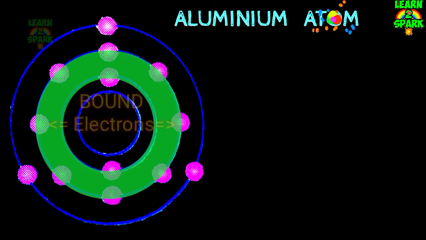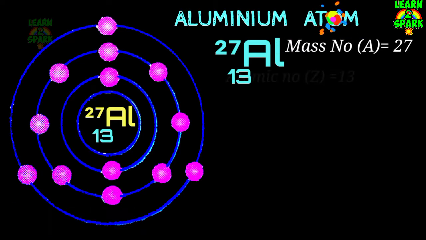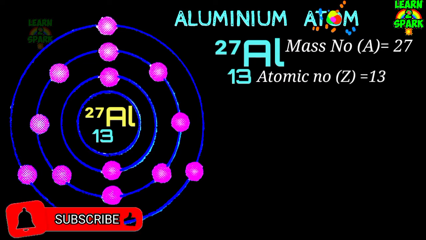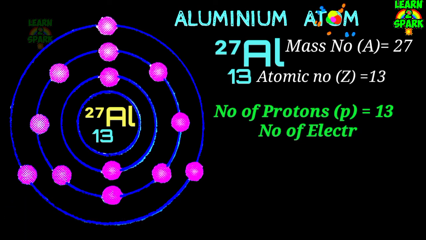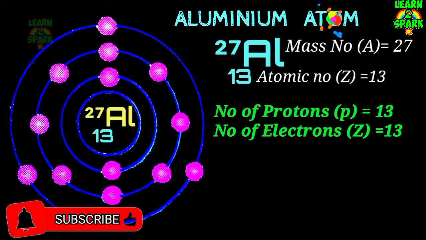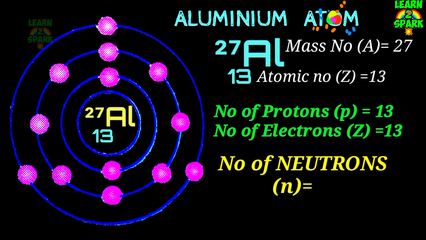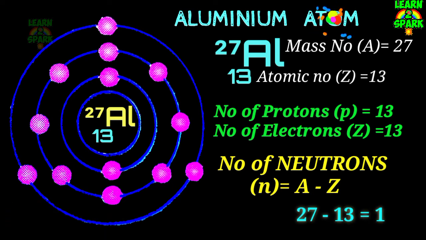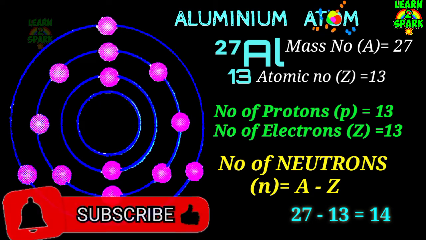Finally, from the symbol of an aluminium atom, we can find out its mass number is 27, atomic number is 13. Therefore, the number of protons P and number of electrons Z both are 13. Now, to find the number of neutrons, we need to use the formula N is equal to A minus Z. Here, it will be 27 minus 13 equal to 14. So, there would be 13 protons and 14 neutrons in the nucleus.